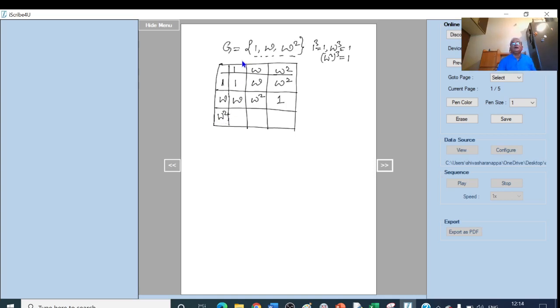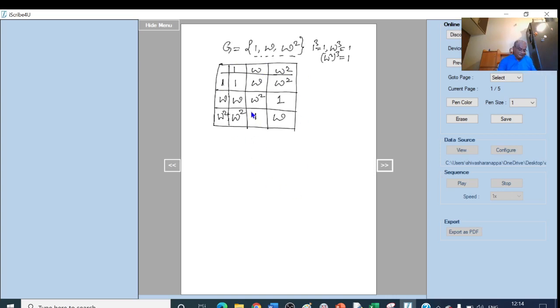Next, omega square into 1 is omega square, omega square into omega is omega cube, and omega cube is equal to 1. Omega square into omega square is omega to the power of 4. Omega to the power of 4 can be written as omega cube into omega. Omega cube is equal to 1, and 1 into omega is omega. So this element is equal to omega. So this is the composition table.